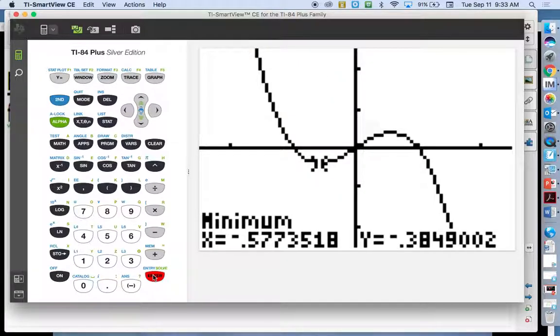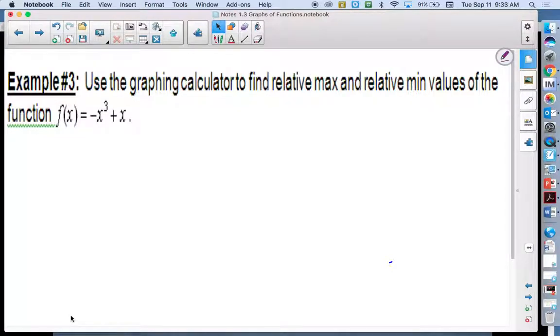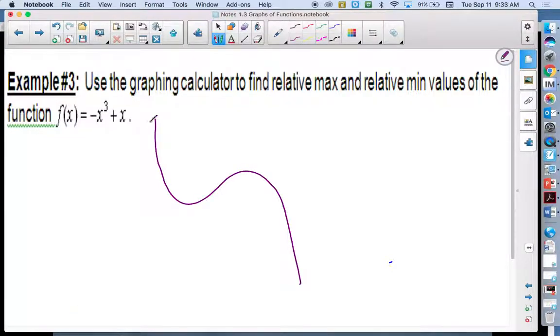There we go. So my minimum value is at negative 0.58 and 0.38. So draw a little sketch here. Negative 0.38 and 0.58. That's our minimum.